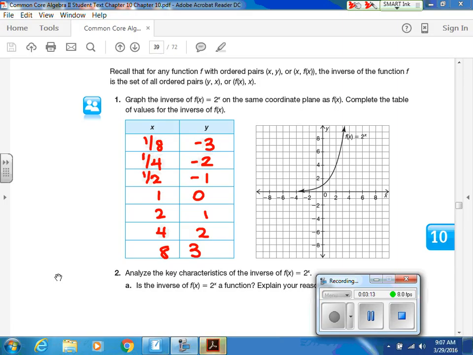Now let's graph this. 1/8, -3. I'm really going to be able to graph that on this board. 1/4, -2. 1/2, -1. 1, 0. 2, 1.